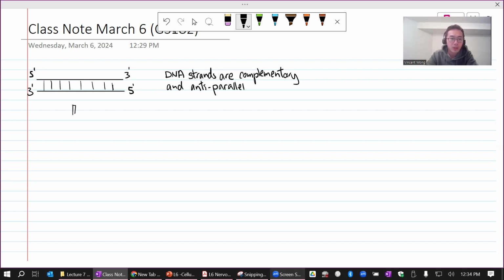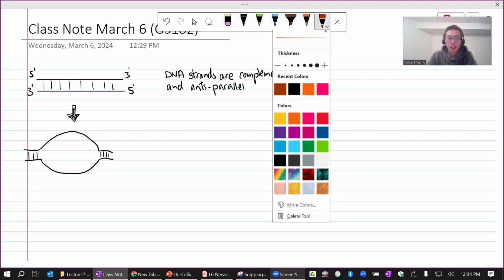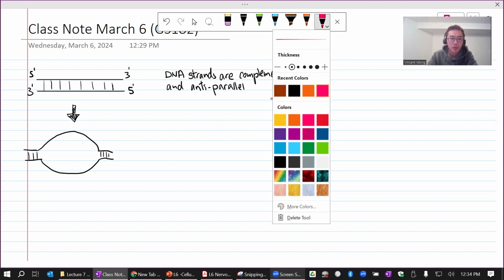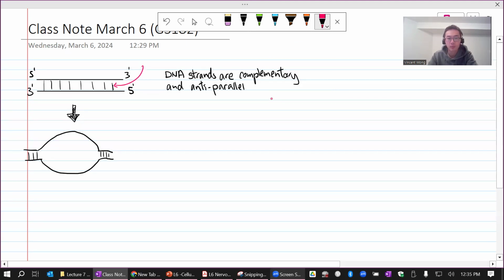So nothing's new. We know this already. And what happens is when you try to copy the DNA, you actually need to unzip the DNA. You need to open up the DNA. Right? So like this, you're going to create a bubble. So what is the bond that's holding the two strands together? Does anybody remember? What bond holds the two strands together? Like, what are these lines? What do they represent? Does anybody remember?